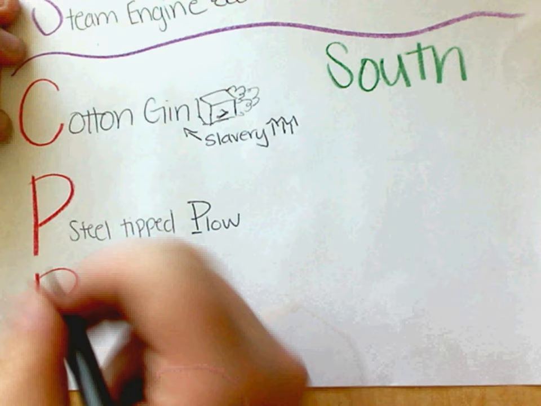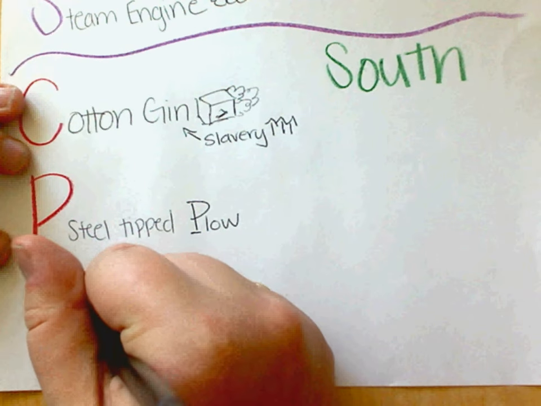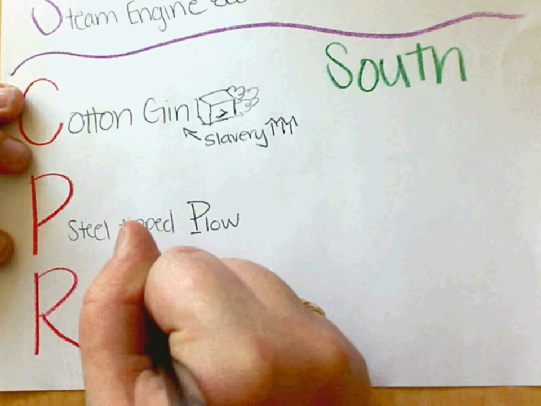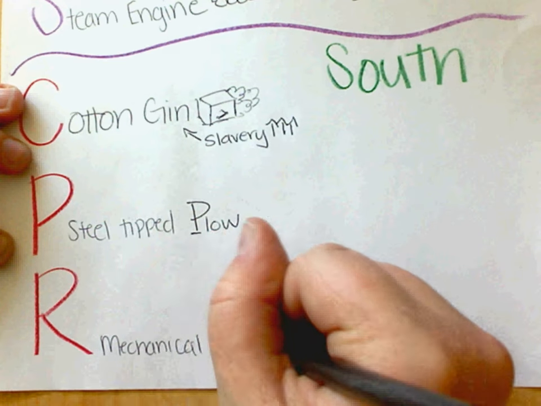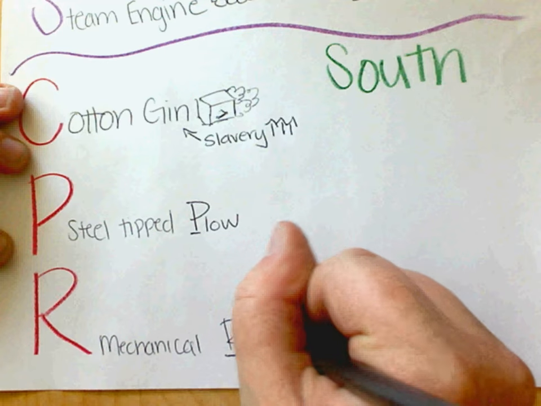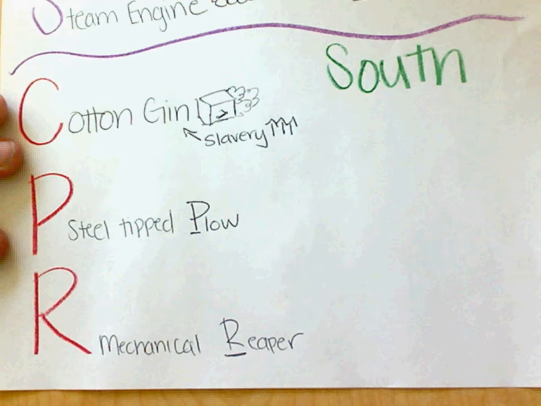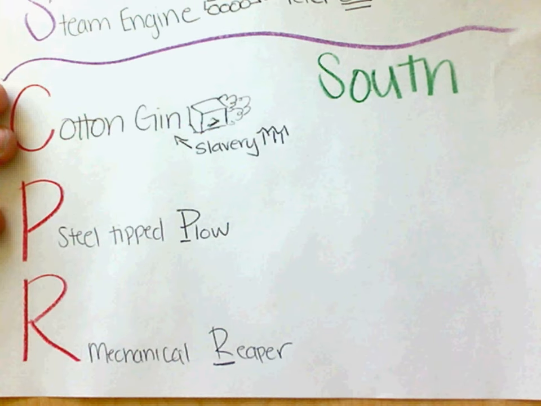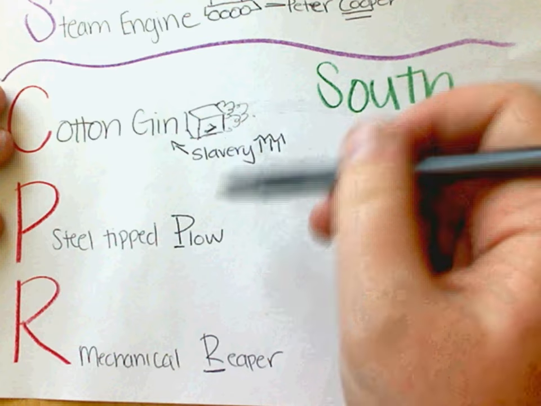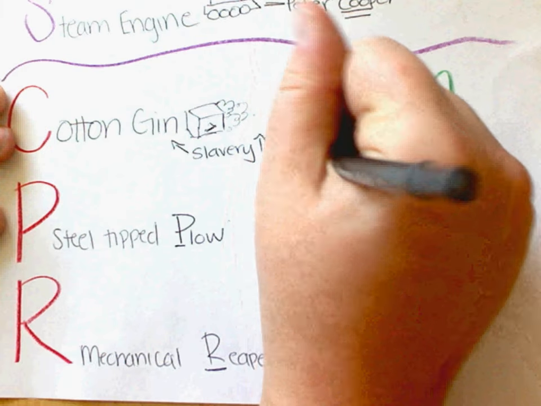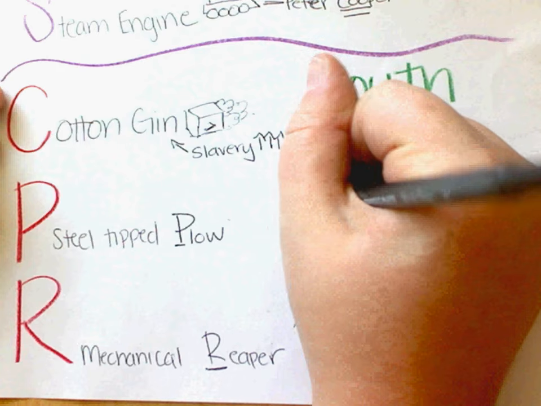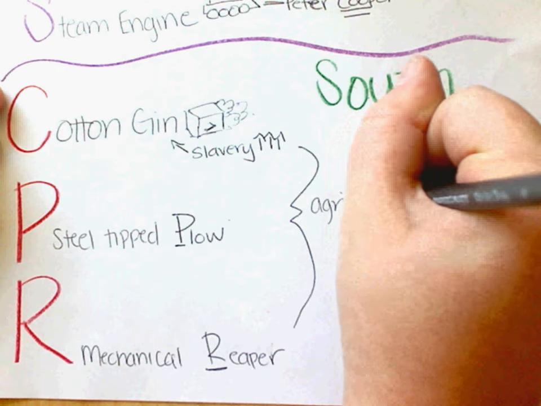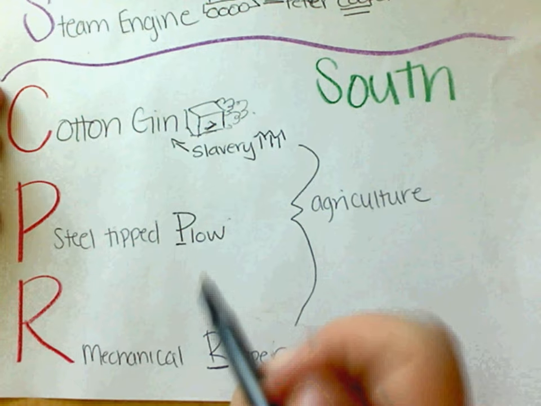And then finally, R is the mechanical reaper. The reaper makes it easier to grow crops. It makes it easier not to grow crops, but to harvest the crops and take down things. Now, the steel-tipped plow, the mechanical reaper, I'm not even going to attempt to draw because, like I said, my drawing will just intimidate you. All these, though, have to do with agriculture.